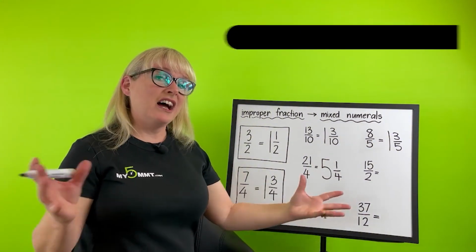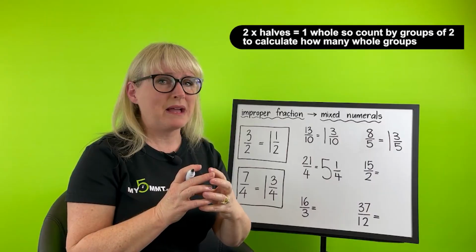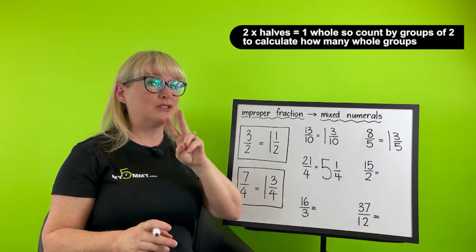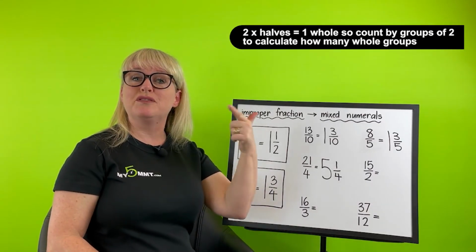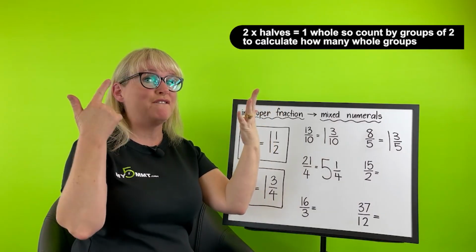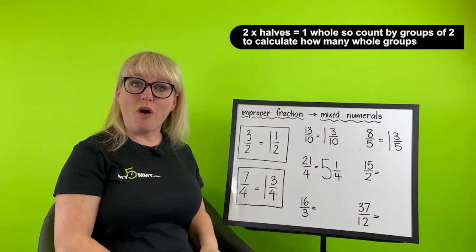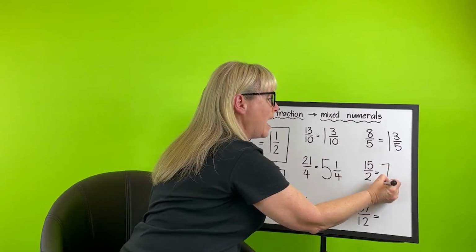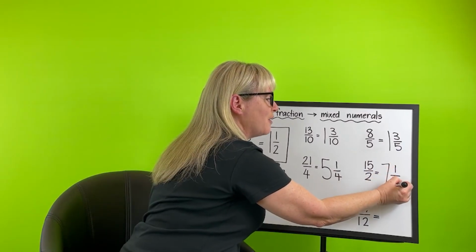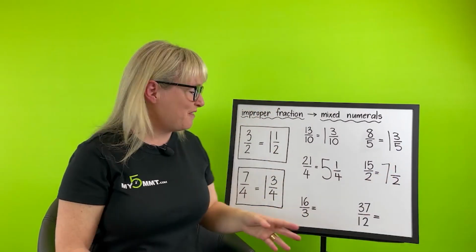15 halves. I know I need 2 to go together to make one complete whole, so I'm going to count by 2s. I'm going to say 2, 4, 6, 8, 10, 12, 14. 7 whole groups and 1 half left over. 7 and a half.